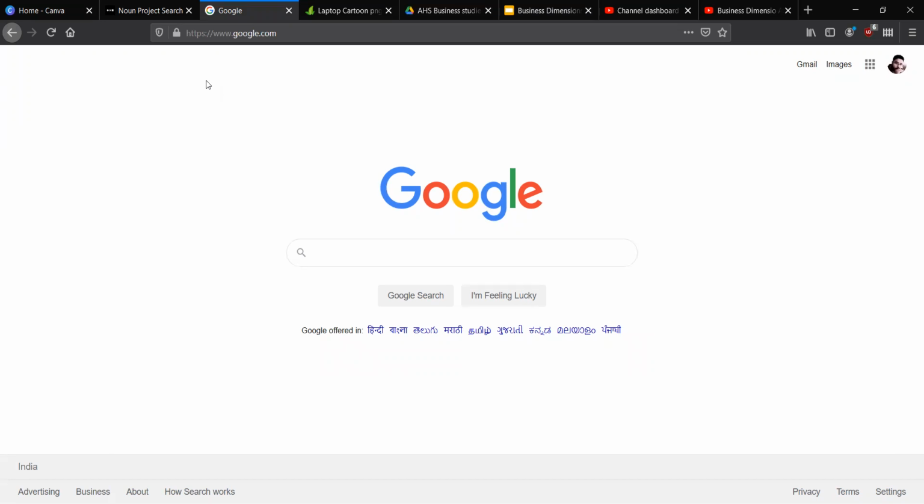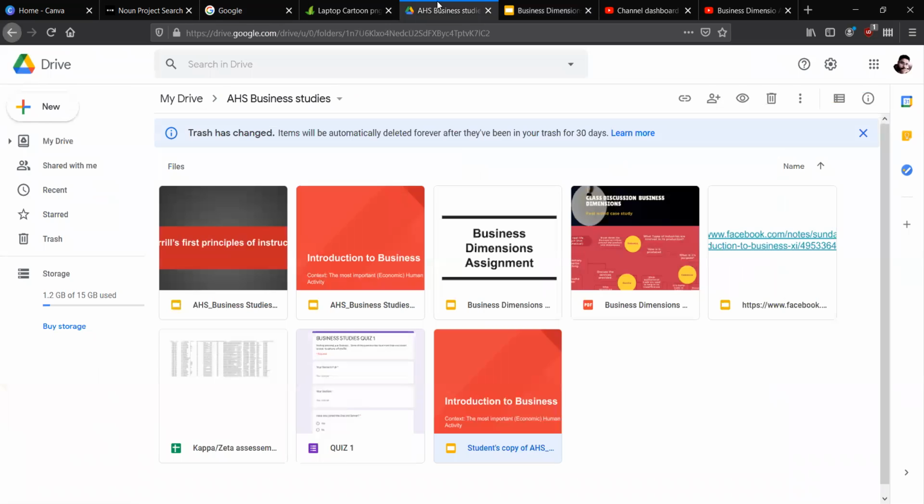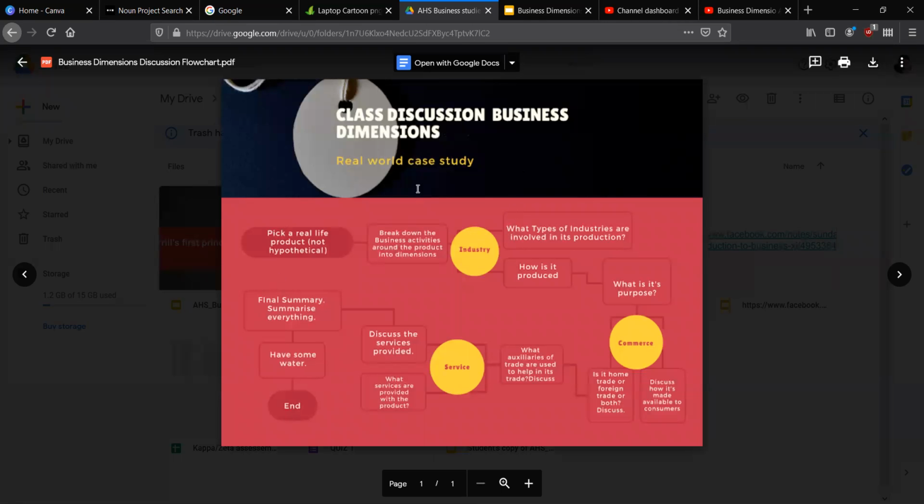All right, once you are done selecting your product, try to find all the data and information, and this should be related to industry, commerce, and services. Now, how do you do that? If you remember, go back to the flow chart that I've given you. I'll put that on the slides as well. This was the flow chart that I gave you.